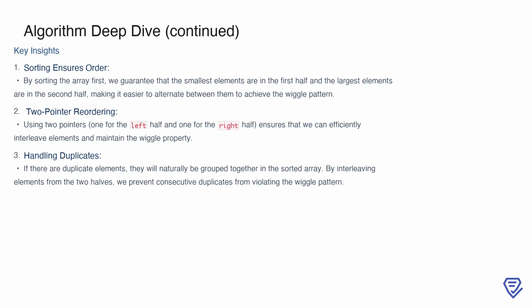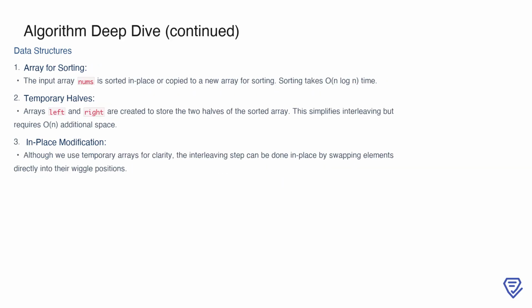To implement this approach, we rely on a few essential data structures. The input array itself is either sorted in place or copied to a new array for sorting, which is the most time-intensive operation at O(n log n). Once sorted, we create temporary arrays for the left and right halves of the sorted array. These temporary arrays make the interleaving process straightforward but come at the cost of additional space, specifically O(n). However, it's worth noting that the interleaving step can also be done in place, directly modifying the original array, which eliminates the need for extra space. This trade-off between clarity and efficiency is an important consideration in optimizing the solution.